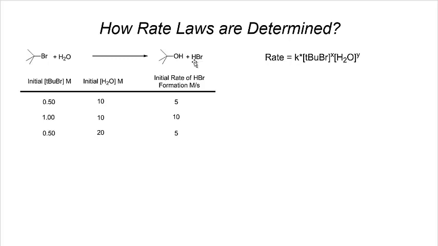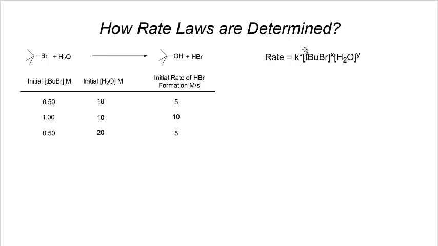an SN1 reaction. And so what I've done is I've documented the concentrations of tert-butyl bromide, concentrations of water, and the initial rate of HBr formation. Keep in mind, the rate of HBr formation is going to be the same as the rate of tert-butanol formation, simply because our stoichiometric coefficients are the same. So using what we know for our template for the rate law, our rate is going to equal k, some rate constant, times the concentration of tert-butyl bromide raised to some exponent, times the concentration of water to some exponent.